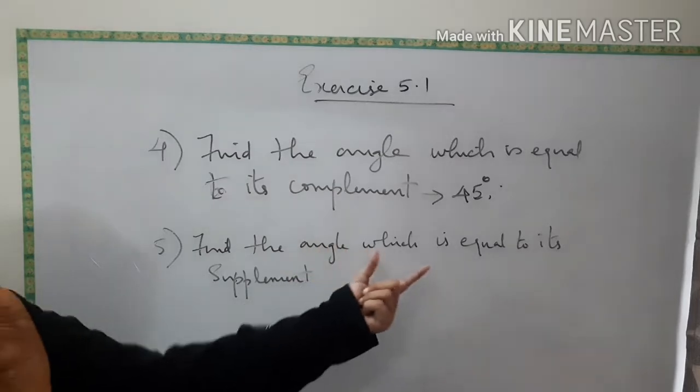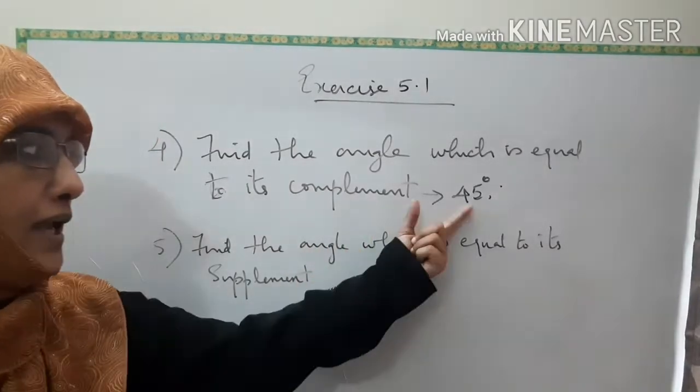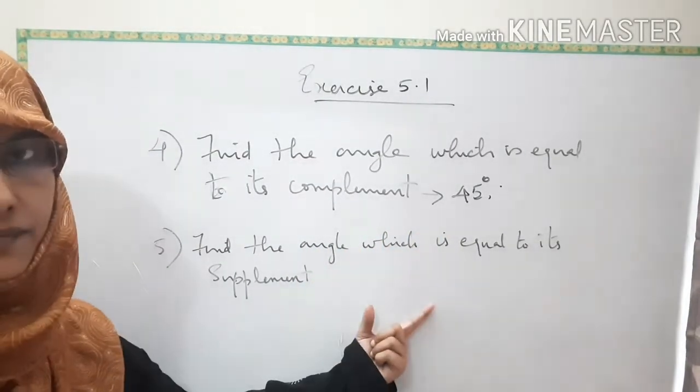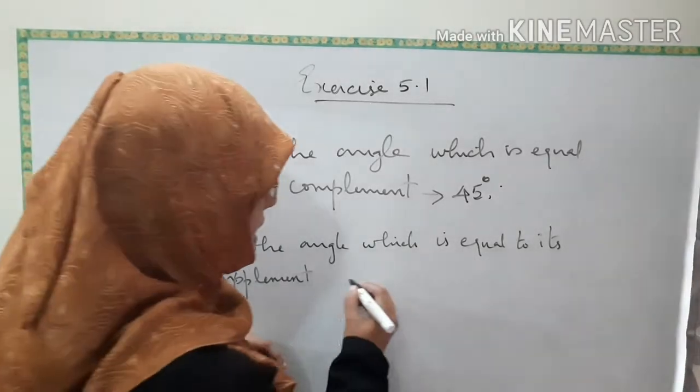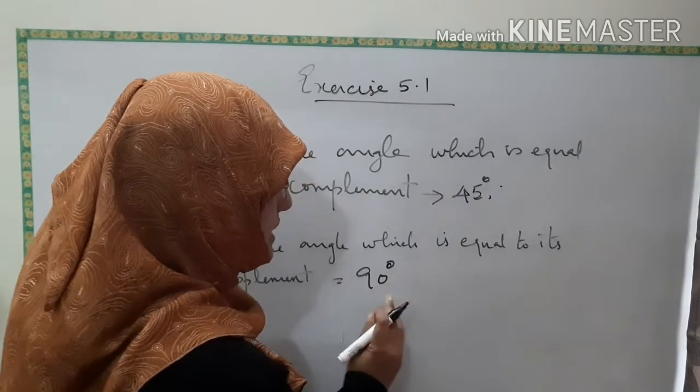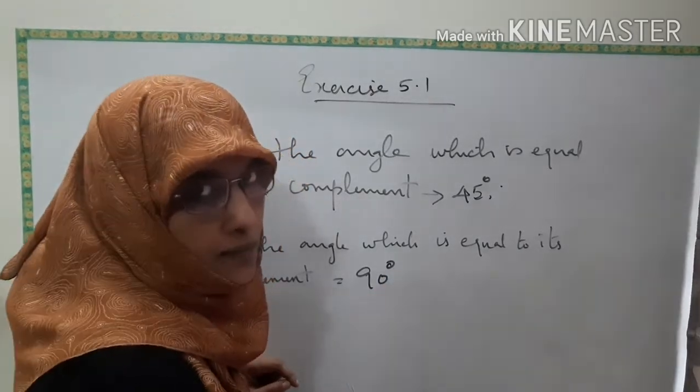Similarly, find the angle which is equal to its supplement. Same way. Both the angles must be the same. And the sum must be 180 degrees. Then what will be that? Yeah, it will be 90 degrees. 90 plus 90, it is 180. Clear?